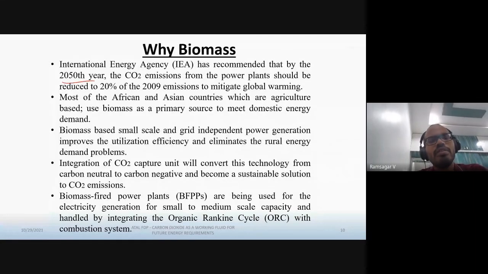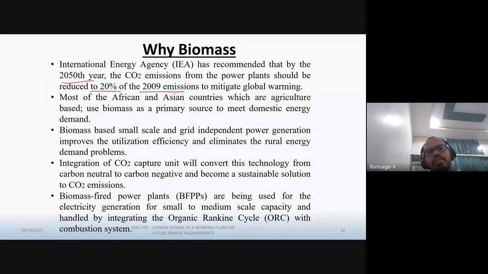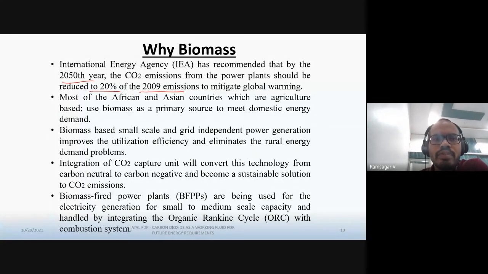By 2050, the CO2 emissions from the power plant should be reduced to 20% of the 2009 emissions, right? You can see the statistics. We had a lot of greenhouse gas emissions in 2009, so at least now we should limit our emissions in 2050 to 20% of that value, right? So ultimately, we should minimize the use of coal, and when we minimize the use of coal, we have to explore green source options, like solar, biomass, wind, and other things, right?